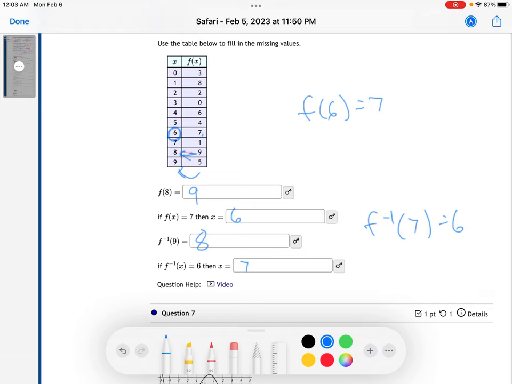Okay, so this direction, this is f⁻¹(x). Okay, so if I feed my inverse function the number 7, then it'll produce an output of 6.